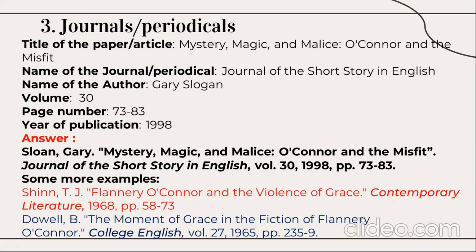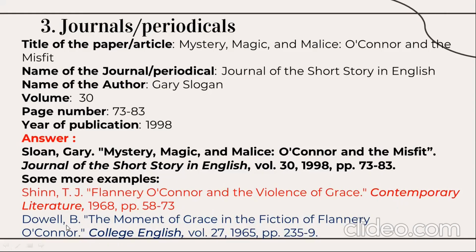We have a few more examples, like Shin TJ. The author name is TJ Shin, so we'll write Shin, comma, TJ. This is the article, Flannery O'Connor and the Violence of Grace. The article should be in inverted commas, and it was published in the journal Contemporary Literature. The name of the journal, Contemporary Literature, comma, the year of publication, 1968, page numbers, comma, pp. 58 to 73.